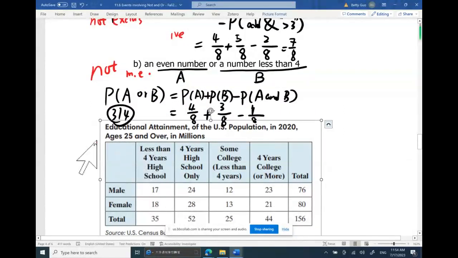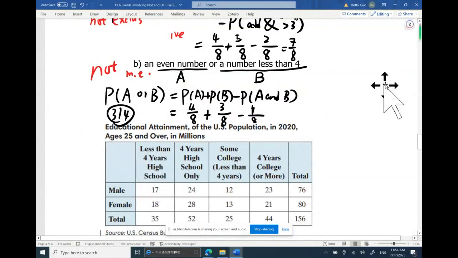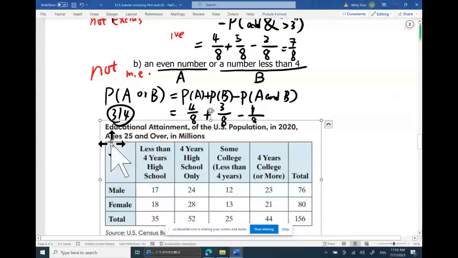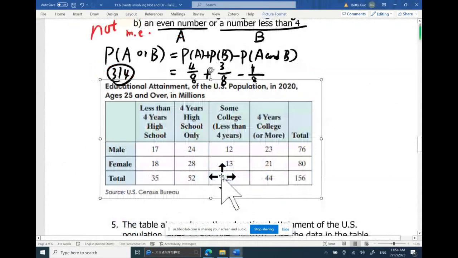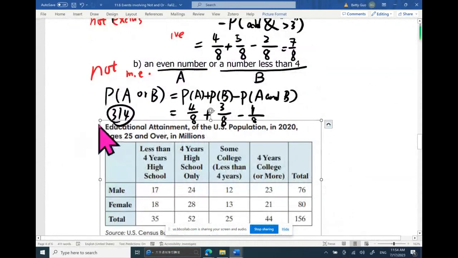So this is a picture. Okay. Move this picture down. See if I can do that.